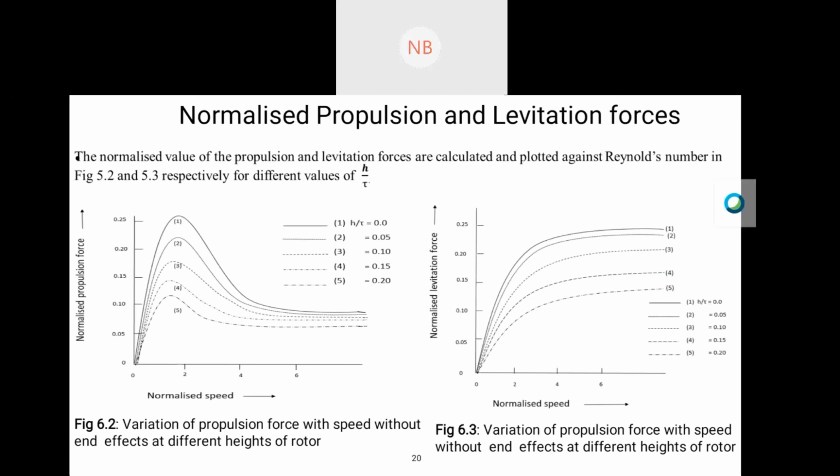Sir, propulsion force is to give the movement to the rotor. And the levitation force acts so that it pushes the train, to levitate the train or any object above its track. So it acts along the y-axis.